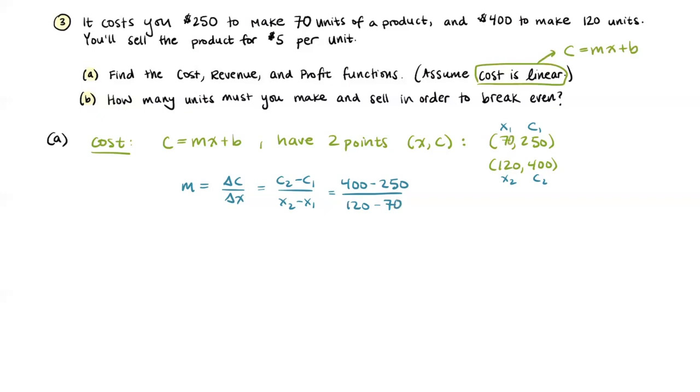I must have accidentally erased a 0, so 70 instead of 7. That makes a lot more sense based on the numbers that we have. All right, 400 minus 250 is 150. 120 minus 70 is 50, and so this gives us a slope of 3. All right, cool. Now we need the value of B.